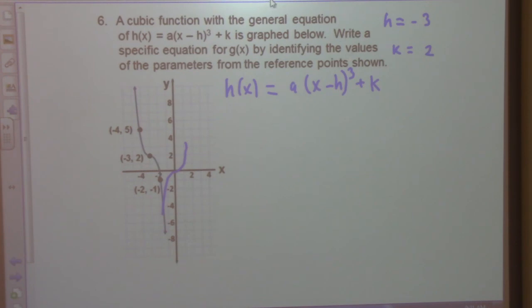So now let's go ahead and substitute in here. Now we have h of x is equal to a times x minus negative 3, so that's going to be x what? Plus 3 cubed and plus 2. Okay, what next?